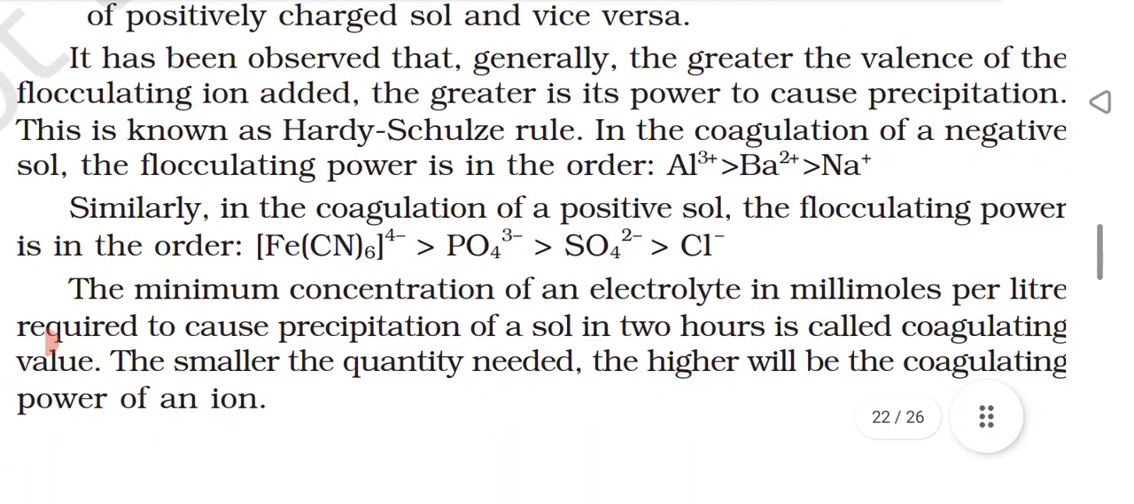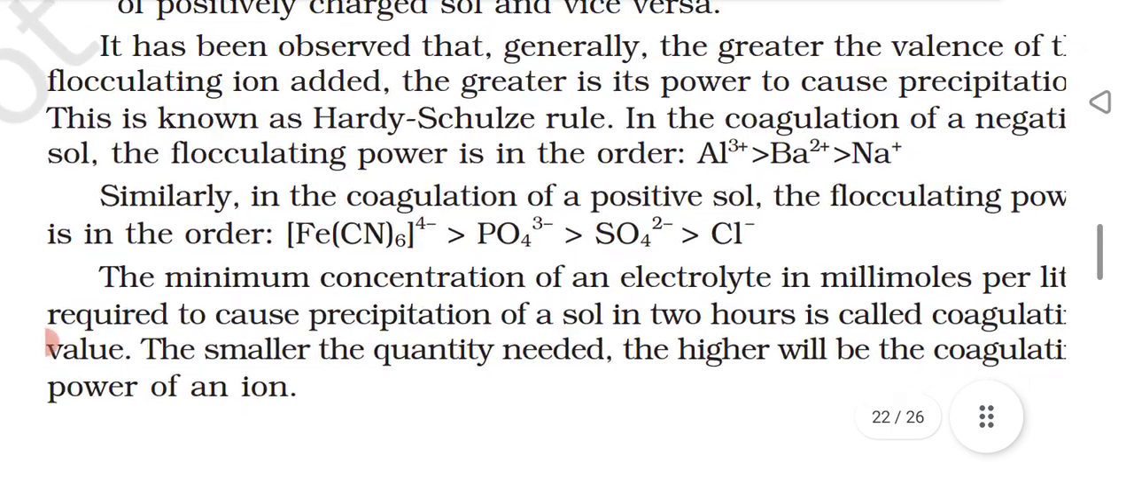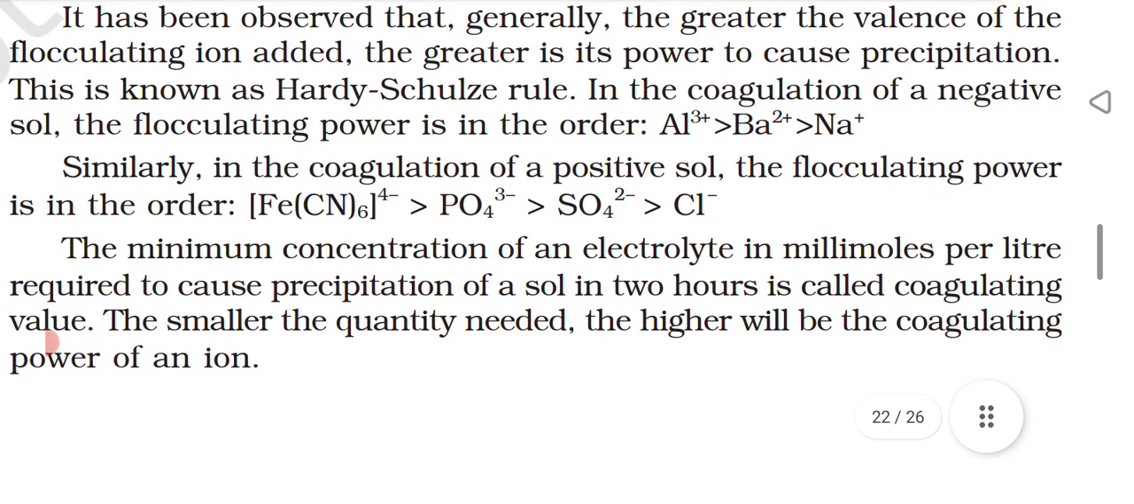It has been observed that generally the greater the valence of the flocculating ion added, the greater is its power to cause precipitation. This is known as the Hardy-Schulze rule. In the coagulation of a negative sol, the flocculating power is in the order of Al3+ > Ba2+ > Na+. Al3+ is the greatest. Similarly, in the coagulation of a positive sol, the flocculating power is in the order of ferrocyanide greater than phosphate, than sulfate, than chloride.